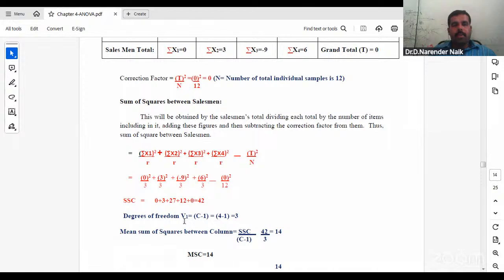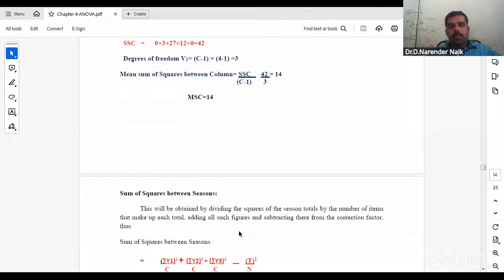Then degrees of freedom. V1 is equal to C minus 1. Okay, that is 4 columns minus 1. That is equal to 3. Then mean sum of square between columns, SSC divided by C minus 1, is equal to 42 divided by 3 is equal to 14. MS is equal to 14.